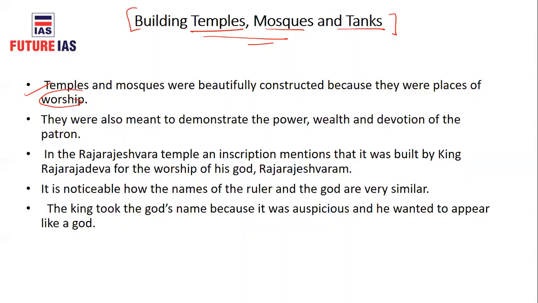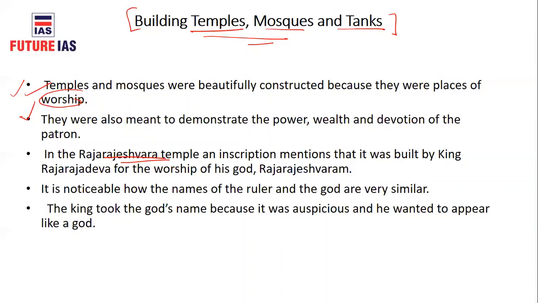And moreover, the second most important aspect is that the king or the kingdom used to project strength and power through these temples. Also, the king tried to project himself as a descendant of the gods, isn't it? So it is basically a devotion of the patron. For example, if you visit the Raja Rajeshwara temple, an inscription in the temple says that it was built by the king for the worship of God.